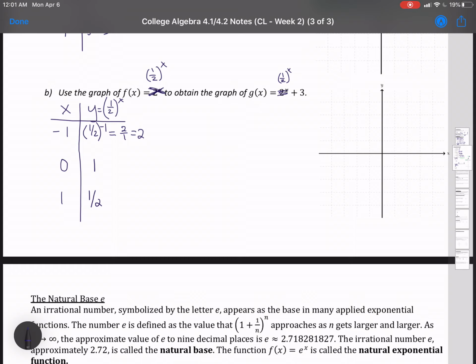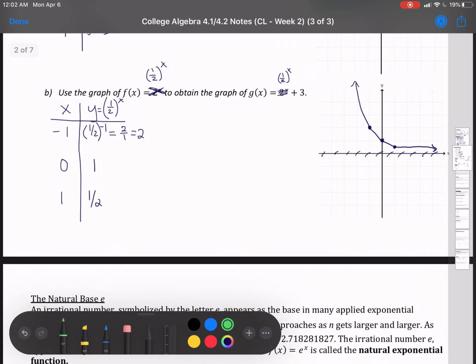So, again, we have our horizontal axis, or asymptote, sorry, on the x-axis. We have the ordered pairs -1, 2, 0, 1, and 1, 1/2. So you can see based off those 3 points that our graph is decreasing now from left to right, which shows the difference between those base values.